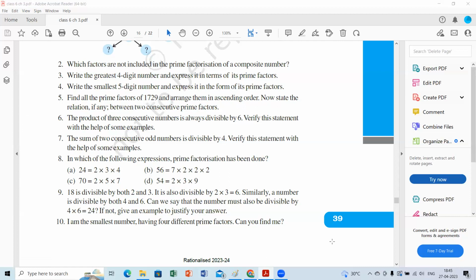Please, we are doing a small quiz. Please note down the points. A very important class today, because co-primes always have HCF 1. Consecutive numbers are always co-prime. HCF of consecutive numbers is 1.